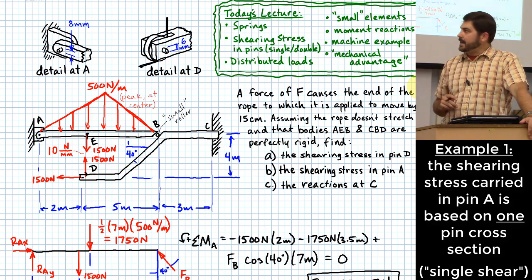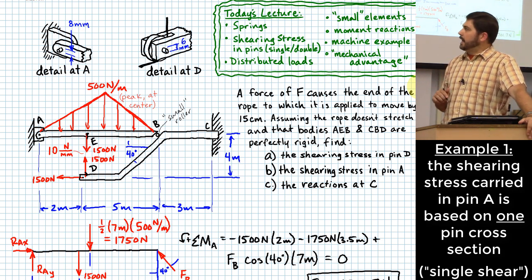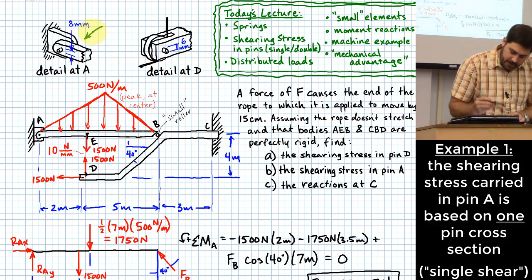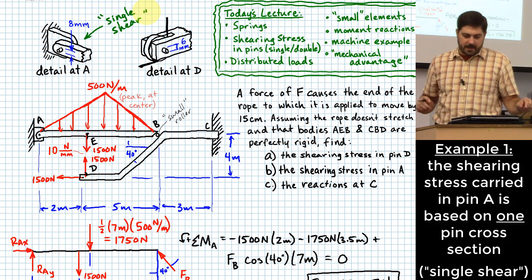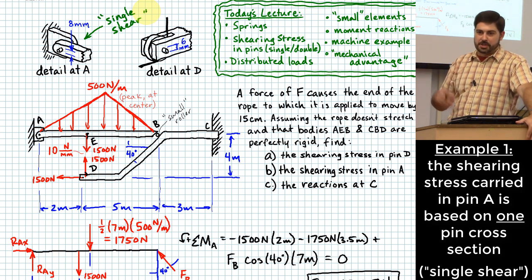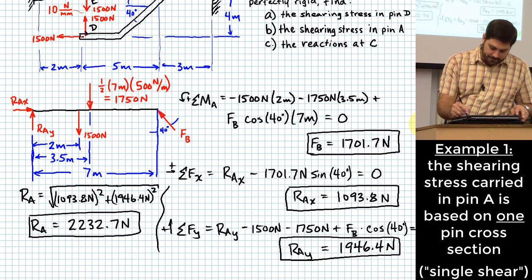Okay, at A, the diameter of the pin appears to be 8 millimeters. And how many shearing planes are there? Just one, okay? And I'm going to go ahead and use this term here and say this example right here is called single shear for a pin. You might have an inkling as to what we might talk about later, but this is an example of single shear. It means we just have one shearing plane for that pin.